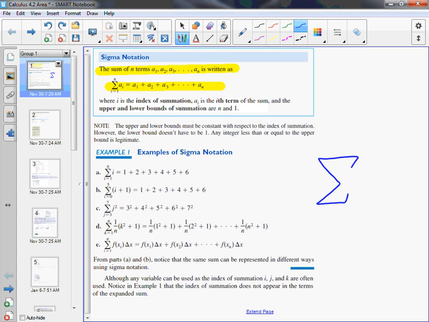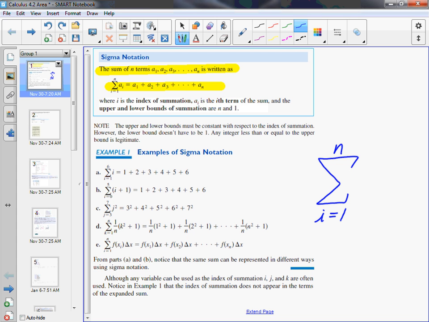Now, we have what's called an index of summation. Usually I, sometimes J, sometimes K, can be anything. I for index makes the most sense to me. Okay? We have an upper bound of summation and a lower bound of summation. Those are both constants. And in fact, they're whole numbers.